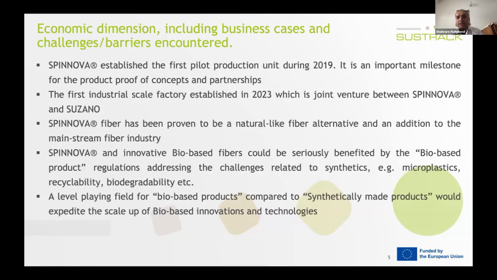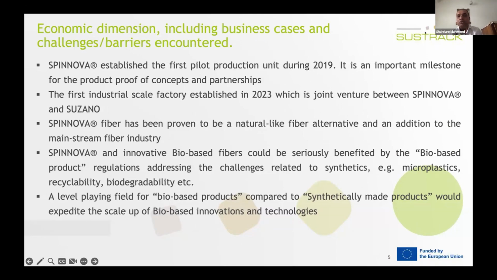On the economic dimension, I don't bring the whole picture because we are still in a very early phase, so we are not comparing to lyocell or viscose or the market. But what we have been trying to see is how we should penetrate the market, so we have been establishing the commercial path. We established our first pilot production unit in 2019. This is actually quite a large pilot unit, I would say, producing a few tons.